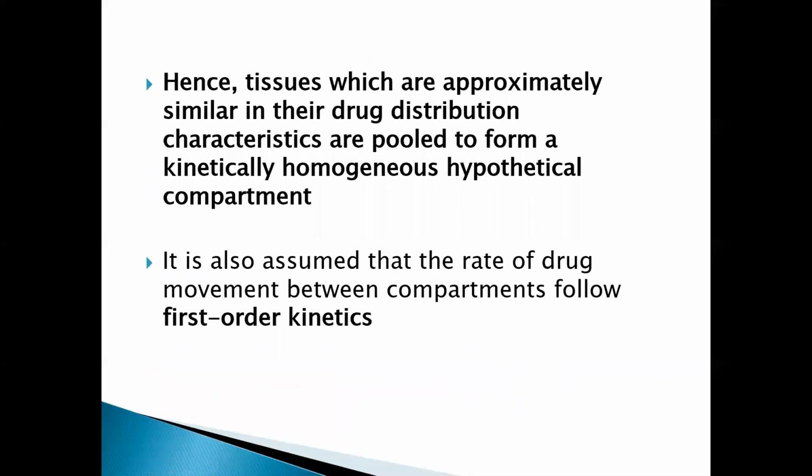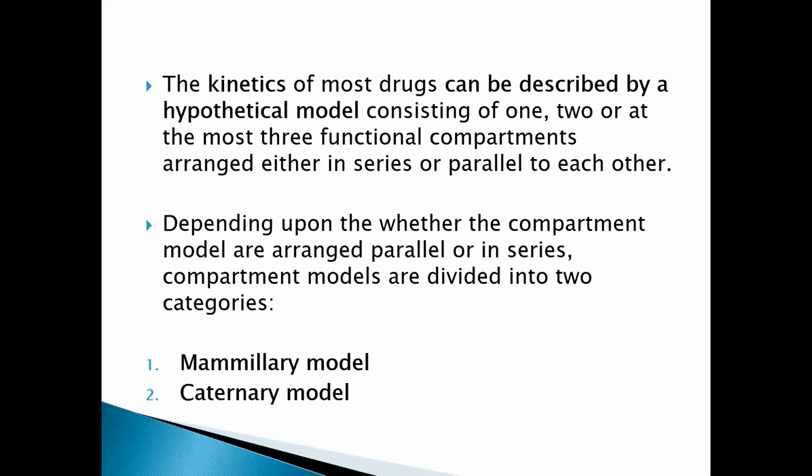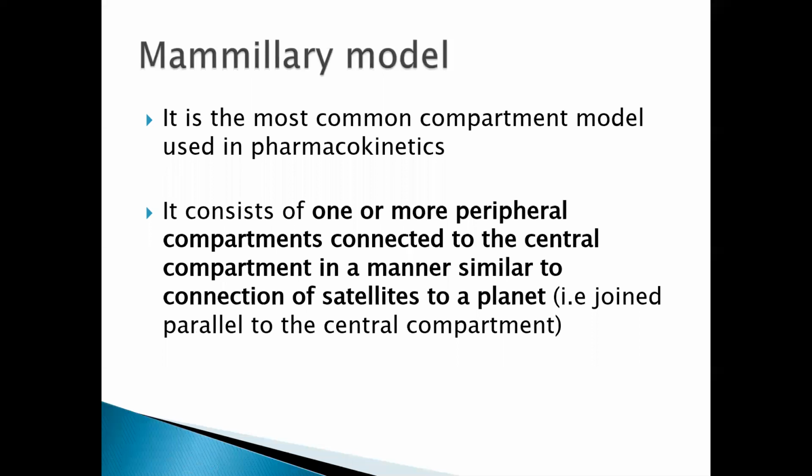So we discussed two types of models. One is the mammillary model, which is commonly used, and the other is the catenary model. In the mammillary model, you are assuming that the compartments are connected to the central compartment in a manner similar to the connection of satellites to a planet, while in the catenary model, it is in series.